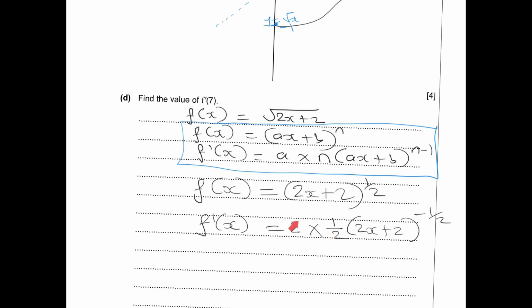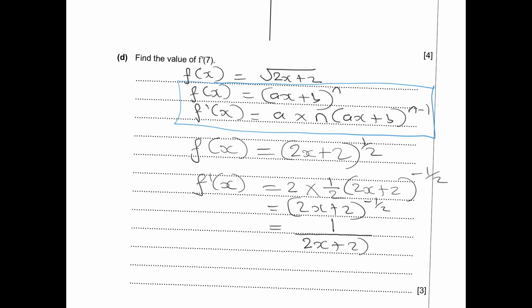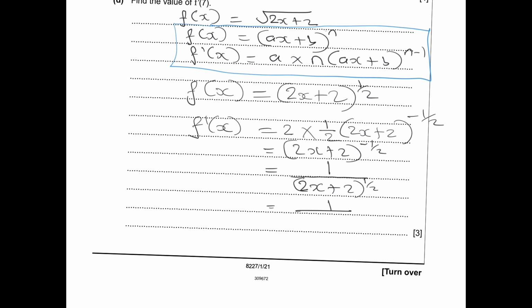Now, if we simplify, 2 times half, we are going to get 1. So we are only remaining with the bracket, which is to the power of negative half. So we're going to have 2x plus 2 to the power of negative half. Of course, if we write that in simple form, with a positive power, we are going to have 1 over 2x plus 2 to the power of half, which of course is the same as 1 over square root of 2x plus 2.